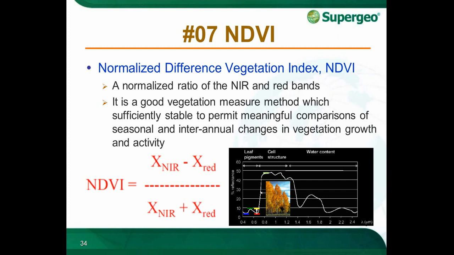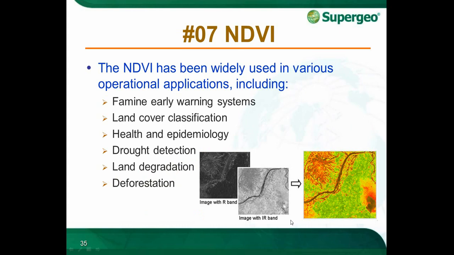It allows you to find out the vegetation distribution within a region, and you can also find out the changes of the vegetation, the growing of the vegetation. The formula is this one. The NDVI is the normalized ratio of the NIR and the red bands. And what we're going to do is use this ratio to find out where the plant is on the image data.